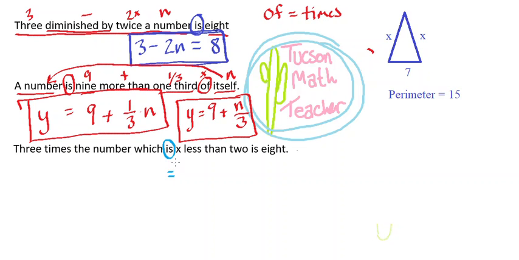There are two "is" words, and so one of them is the equal sign, and one of them is something else. It's actually part of that bad grammar we were talking about. So which one is it? 3 times the number which is x less than 2.